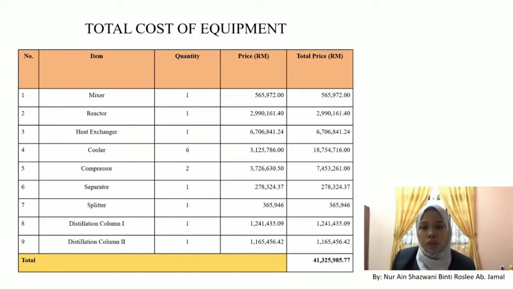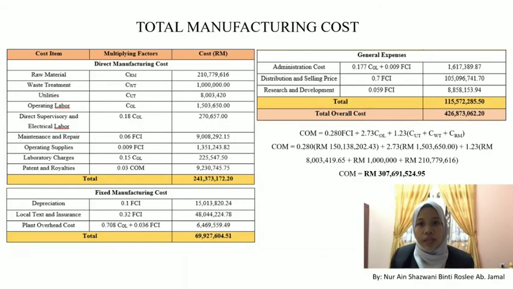The total cost for the equipment is 41,325,985.77 ringgit Malaysia. Next, the table shows the total manufacturing cost. There are three sections, which are direct manufacturing cost, fixed manufacturing cost, and general expenses.